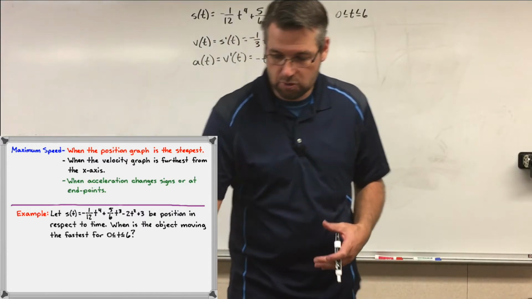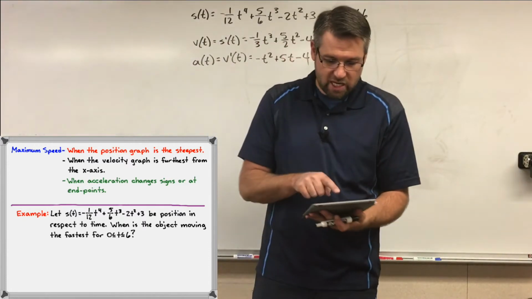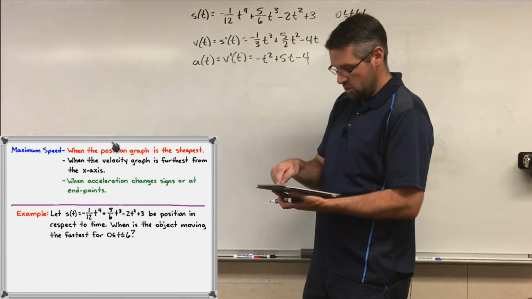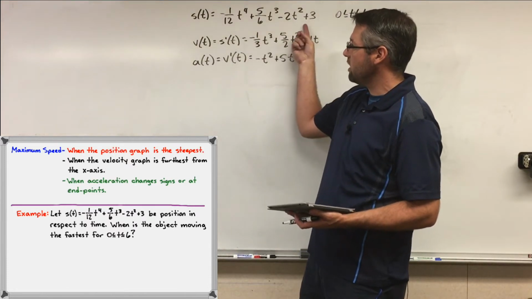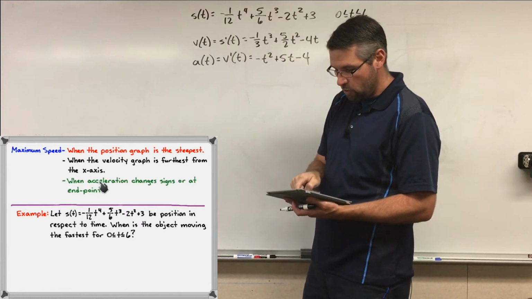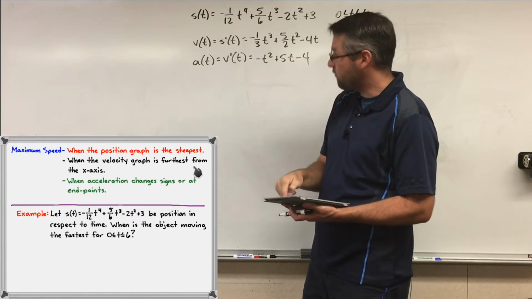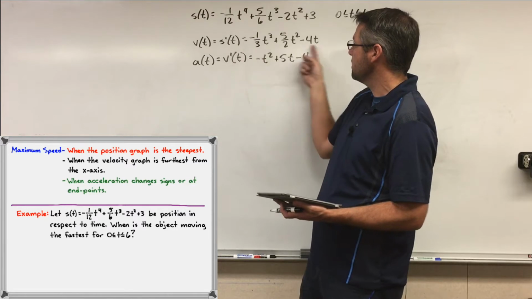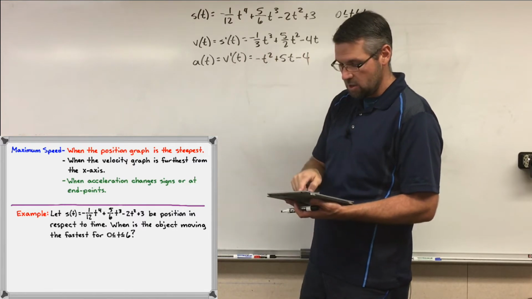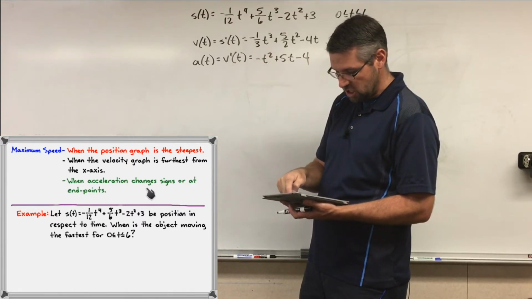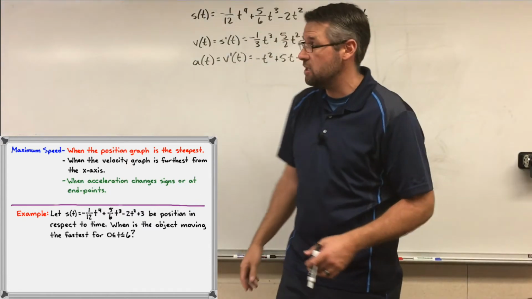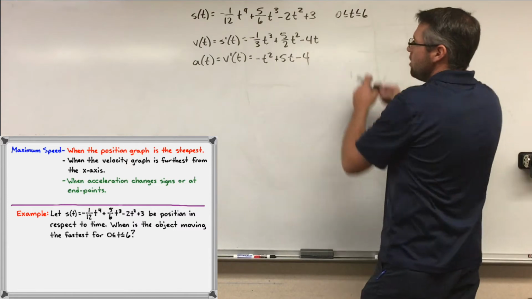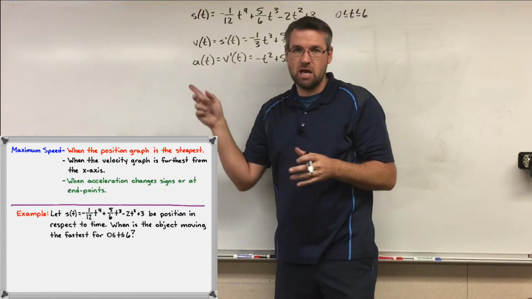Going back up to the description, we can either be looking for when the position is at its steepest, but we can't observe that analytically. We can look for when the velocity graph is furthest from the axis. We can't look at that analytically. Or we can look at when the acceleration changes signs or at endpoints. We can look at that analytically because we already know the endpoints. We just have to figure out where acceleration changes signs.